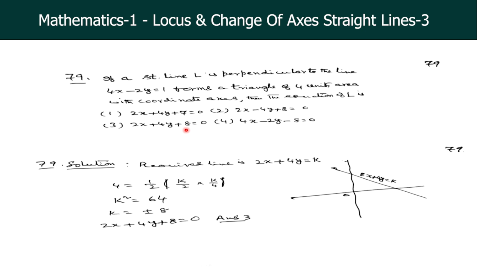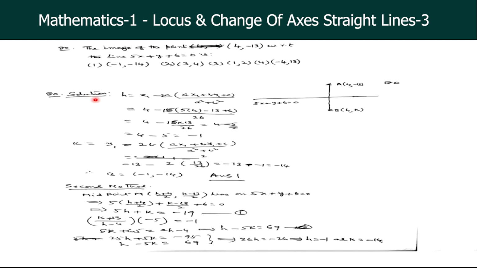So therefore, 4 is equal to half of k by 2 into k by 4. So k square is equal to 16. So k is equal to plus or minus 8. So therefore, 2x plus 4y plus 8 equal to 0 is the equation of the required line. And the correct option is option number 3. Next, 79. 79 is okay.